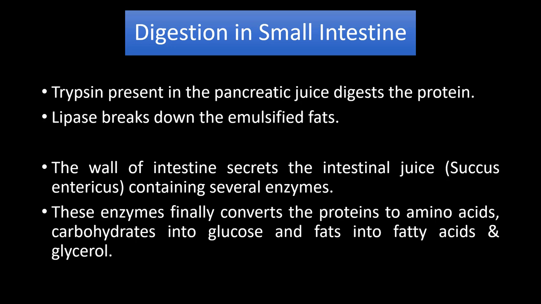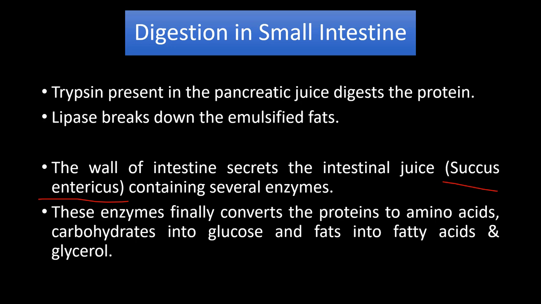So the small intestine receives the secretions from the liver, gallbladder, pancreas, and also its own wall in the form of intestinal juice, also known as the succus entericus. And these, remember, contain a number of enzymes, and this is what is going to finally break down the partially digested food, that has been digested in the other organs till now. These enzymes present in the succus entericus break it down completely into its monomeric forms.